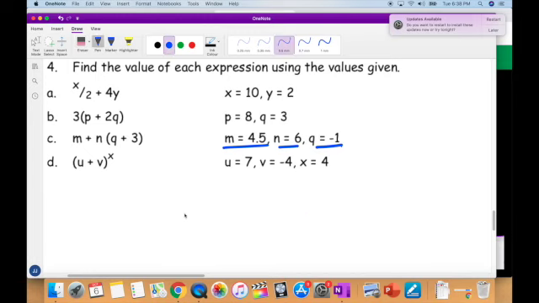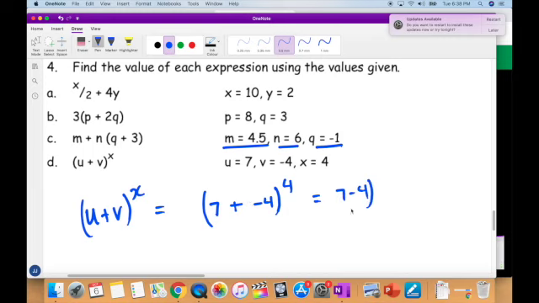And last but not least, u plus v all to the power of x. And that is equal to what? Is that open brackets 7 plus another open brackets negative 4, all to the power of 4. So 7 minus 4, all to the power of 4. The 7 minus 4 is what? 3, all to the power of 4. What's 3 to the power of 4? 81.